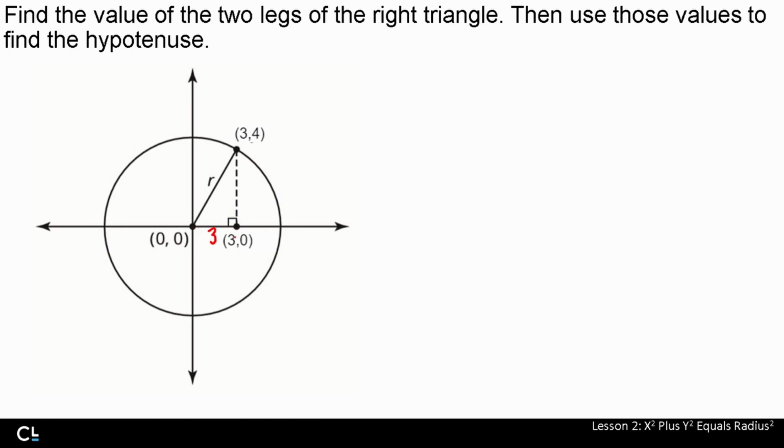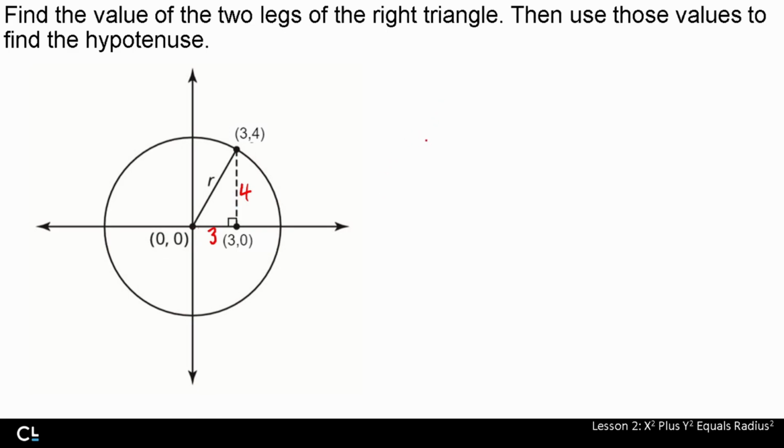Our next one, notice our 3 stays the same because this is perfectly vertical. So we're not moving left or right here. Notice that's why the 3's are the same. But we go from 0 in our y coordinate to 4 in our y coordinate, which means we're moving up 4 units. So right here, boom, we have 4.